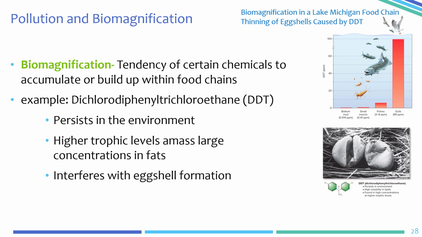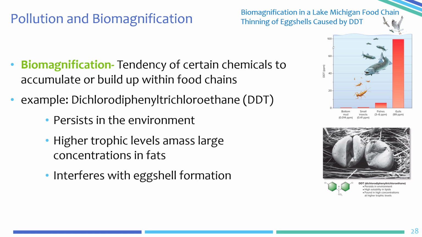DDT is a pesticide that was sprayed in the environment to control mosquito populations and other insect populations. It does not break down, and instead it just persists in the environment. So it accumulates in fats in higher trophic levels. And one of the problems with DDT is that it interferes with eggshell formation.